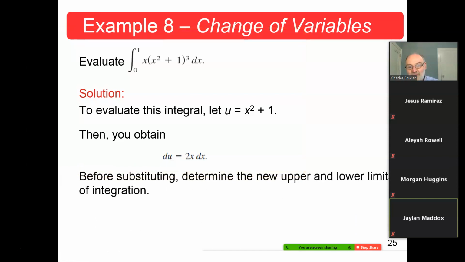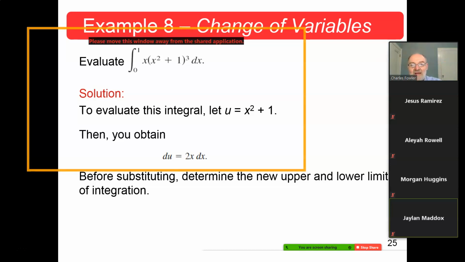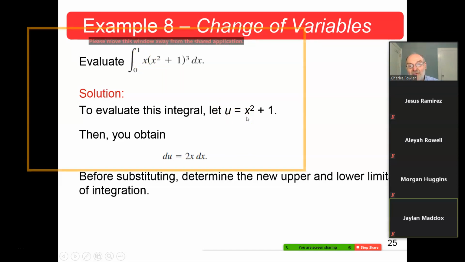Before substituting, they determine, I like to go in and substitute first, but they like to do it before that. That's fine. Determine the new upper and lower limits of integration, and you do it from this line right here. This indicates when x is going from 0 to 1, so what you want to get is u going from what to what. When x is 0, u is 1, because this would become 0 plus 1. And the upper limit would be x equal 1. You plug x equal 1 here, you get 1 squared, which is 1 plus 1 is 2. So that's your new limits, 1 to 2, rather than 0 to 1.